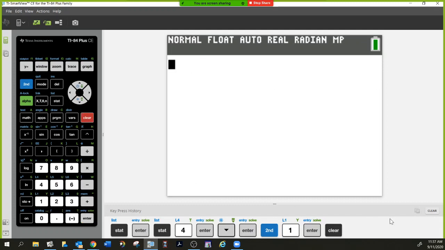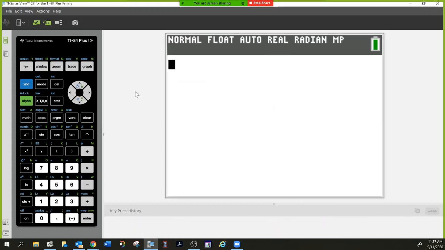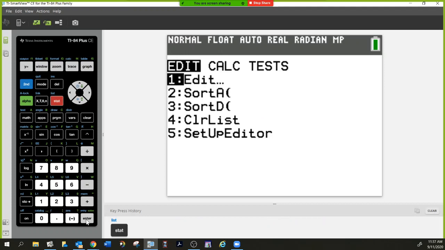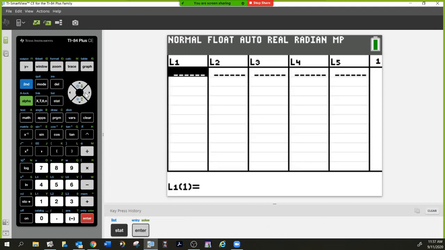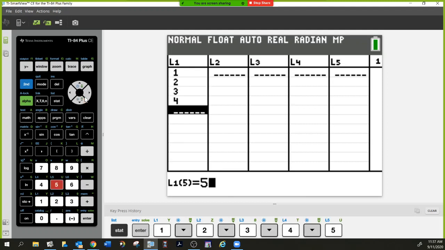Anyway. All right, so Stat, Edit, and now you just put in your quote-unquote X's. These are the entries. So 1, 2, 3, 4, 5. Then we go to list 2. I just hit down, I didn't even hit enter. You just make sure that you hit enter or down after you hit 5. Don't hit plus. Then you go to L2, list 2, and you enter the frequency of each one.